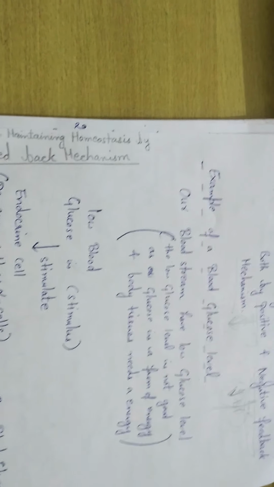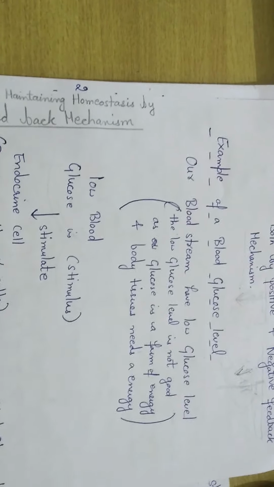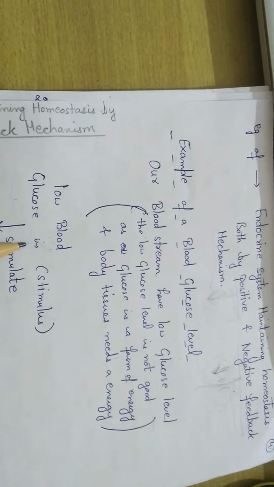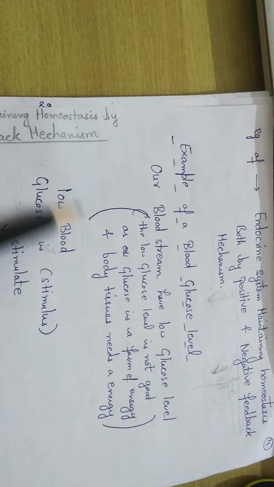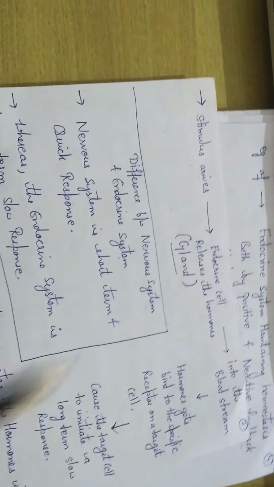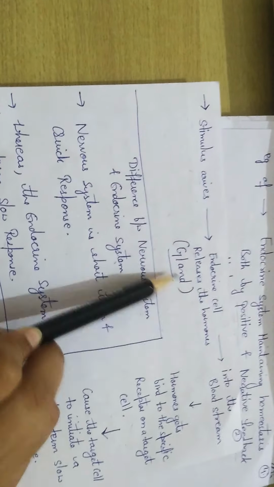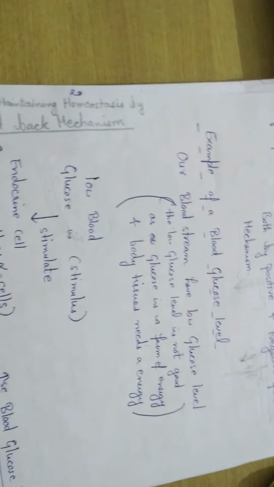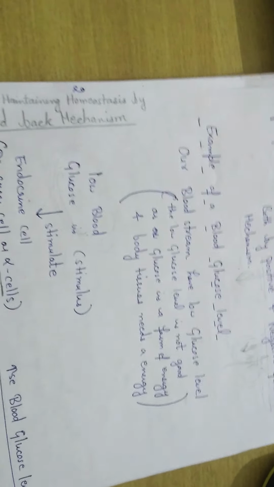So the stimulus will arrive now, like I have said to you. We get a stimulus that there is a low blood glucose in the bloodstream. So what will happen? The second step is that the endocrine cell releases the hormone from the gland. So we know that, particularly in this example, whenever there is a low glucose, what will happen?